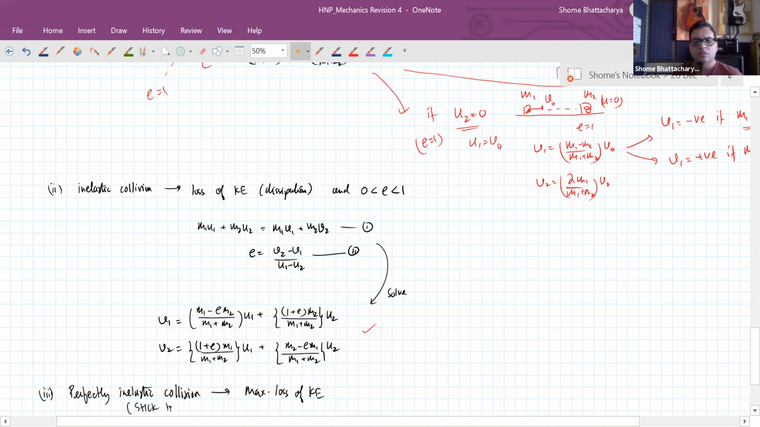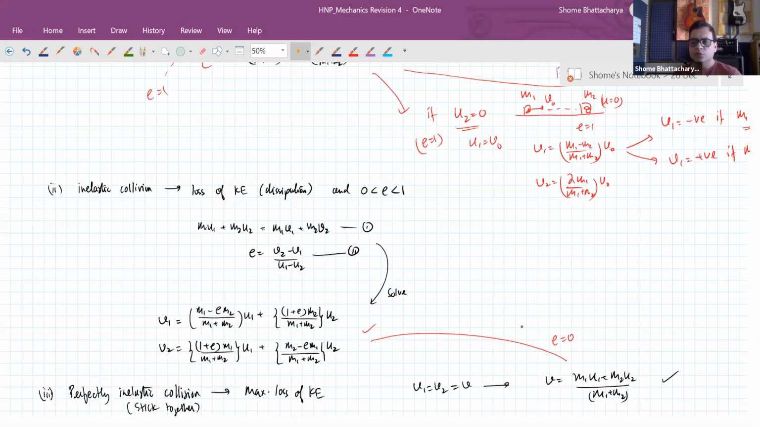So when they stick together, you can see that their final velocities will become a common velocity. So that common velocity will just become the system's initial momentum divided by the total mass. Just the momentum conservation equation will tell you this, okay? Which you can see you'll also get by substituting E equal to 0. If you substitute E equal to 0, it will give you this formula that v1 is equal to v2 is this whole term, m1 u1 plus m2 u2, whole thing divided by m1 plus m2.